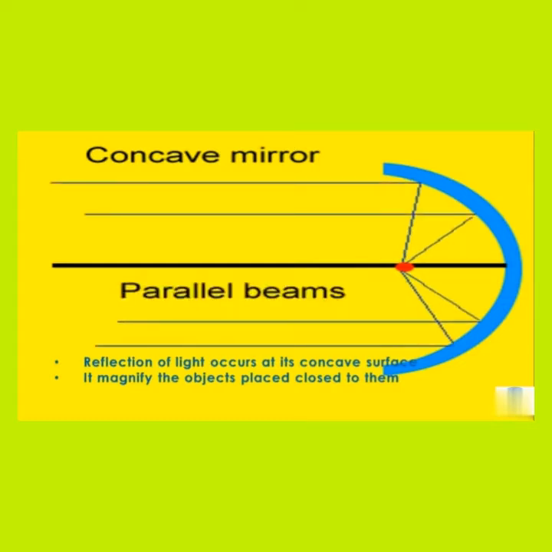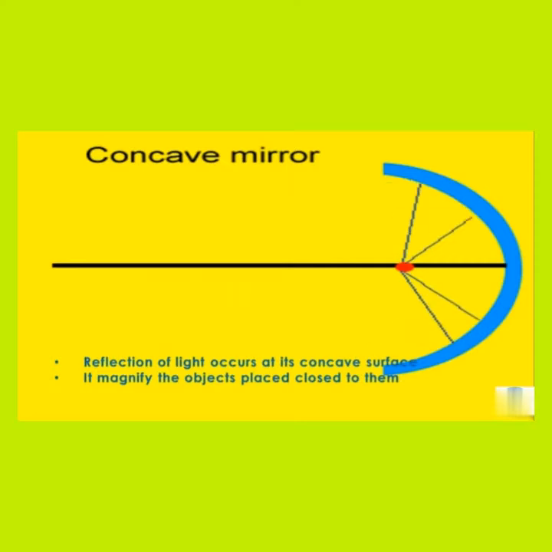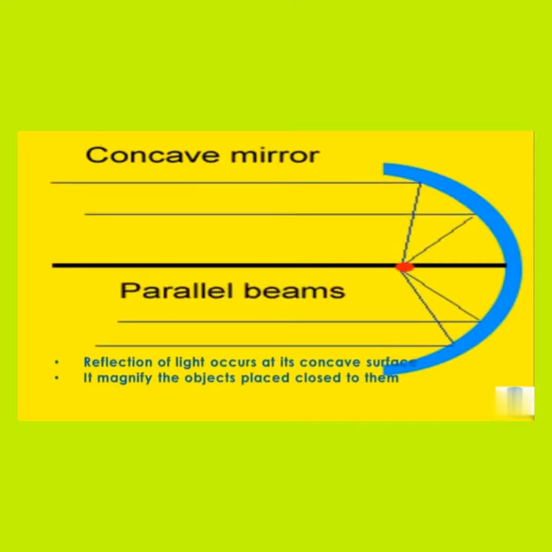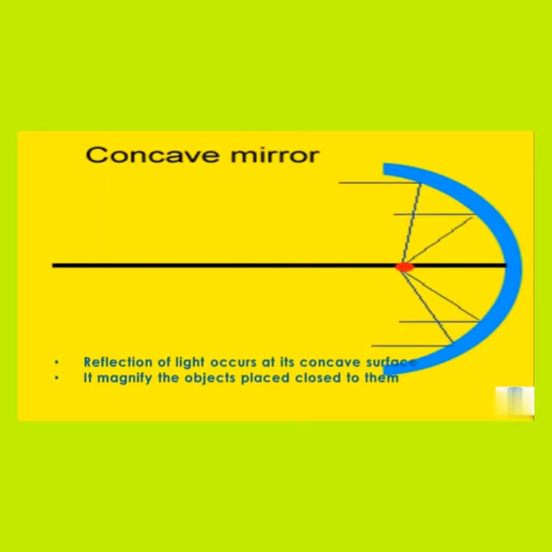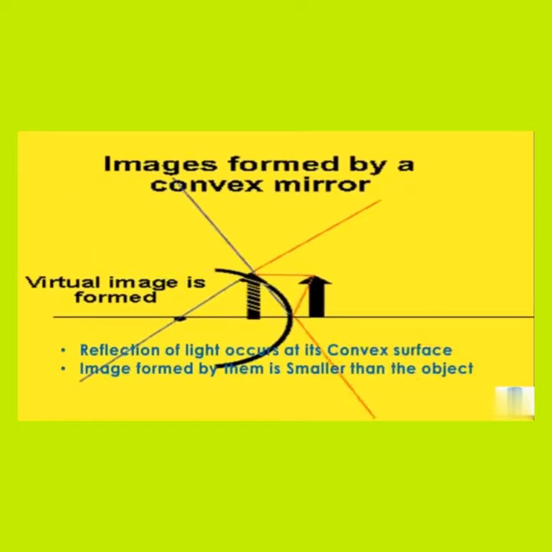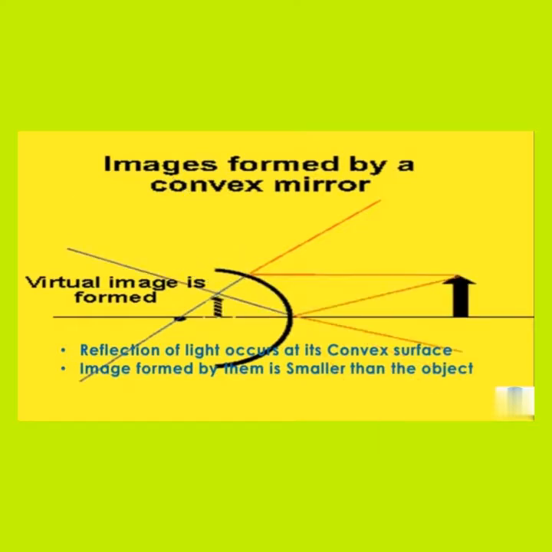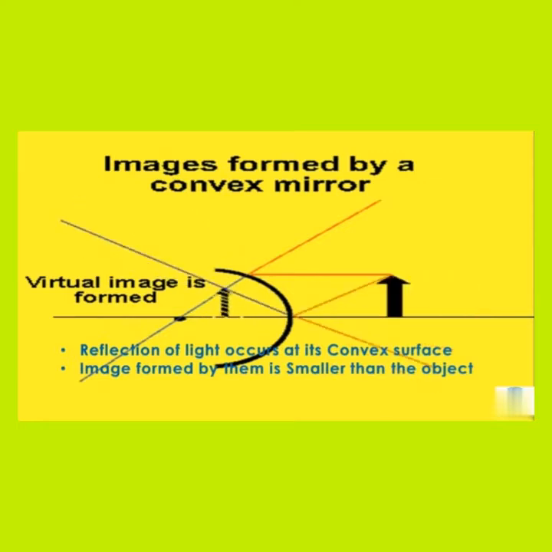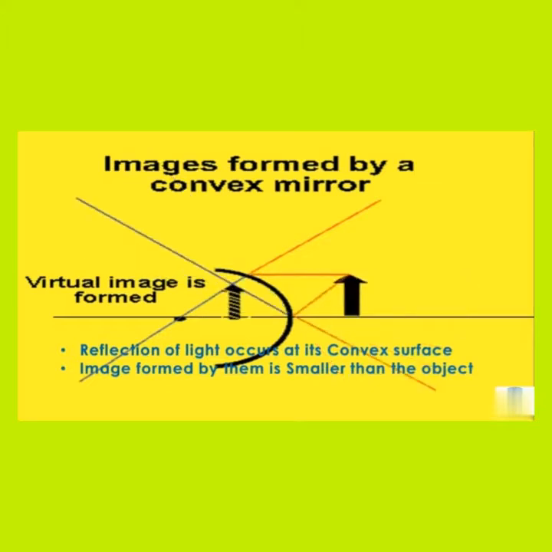Convex mirror. It is a spherical mirror in which the reflection of light occurs at its convex surface. The image formed by these mirrors is smaller than the object. The most common convex mirrors are rear viewing mirrors used in vehicles. So, convex mirrors are spherical mirrors in which the reflection of light occurs at the convex surface.